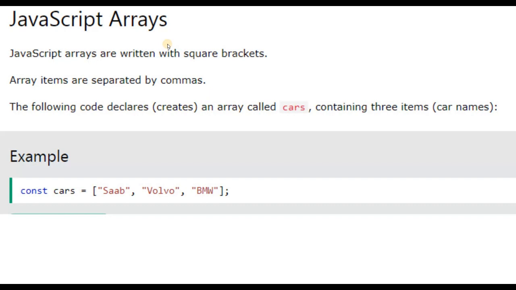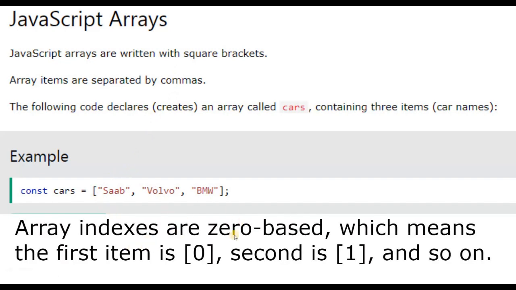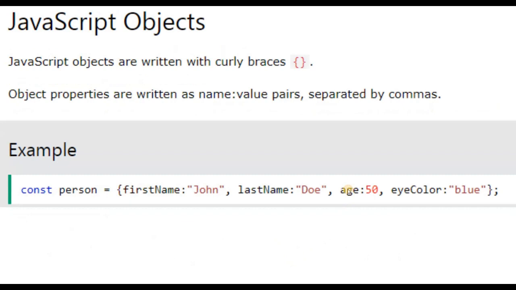JavaScript arrays, we have already discussed it. Let me take a quick glance at it. JavaScript arrays are written with square brackets. We know that array items are separated by commas. The following code creates an array called cars containing 3 items, car names. Example: const cars = ["Saab", "Volvo", "BMW"]. Array indexes are 0 based, which means the first item is 0, the second is 1, and so on. We know this; I have explained it. If you want the array explanation video, parts 1 and 2, it is there in the description. You can go watch it.